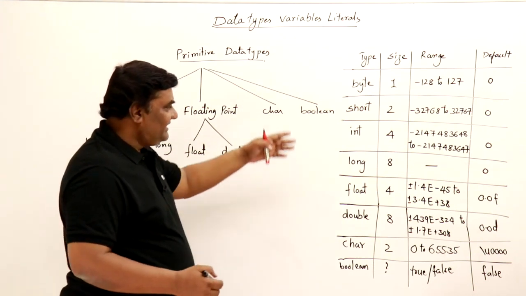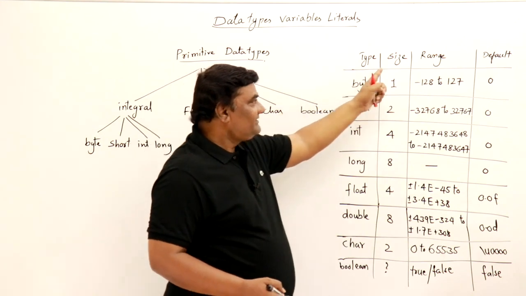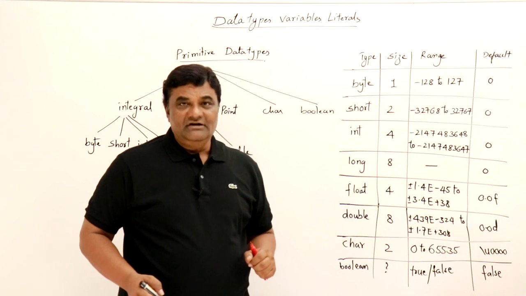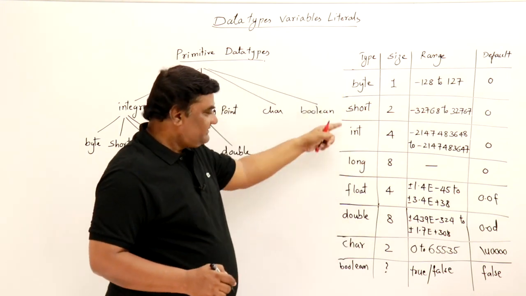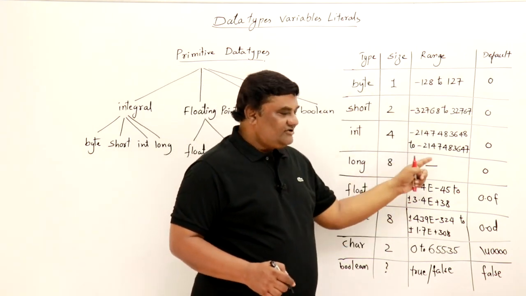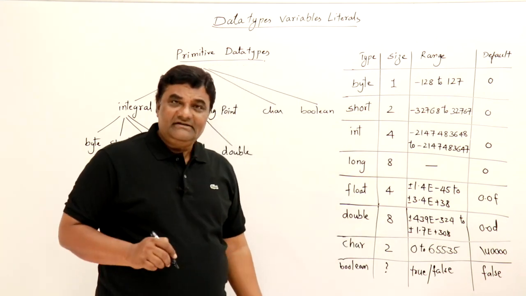Here I have a table of all these data types, showing the type, its size, the range of values and the default value they can have. You should have an idea of this table. You should remember all these data types and their sizes and some of the ranges. Default values are very simple. So let us study what is there in the table.